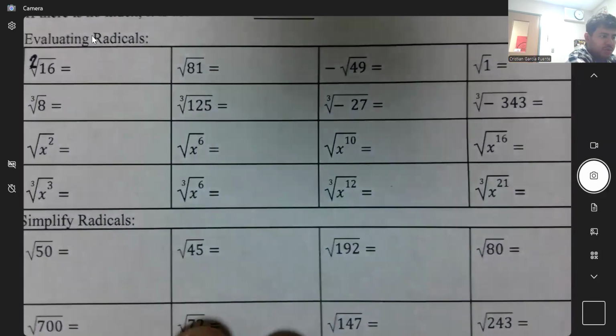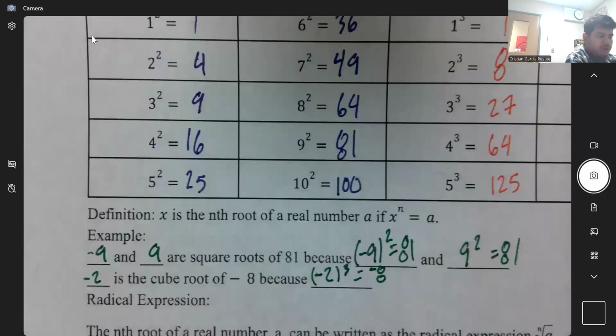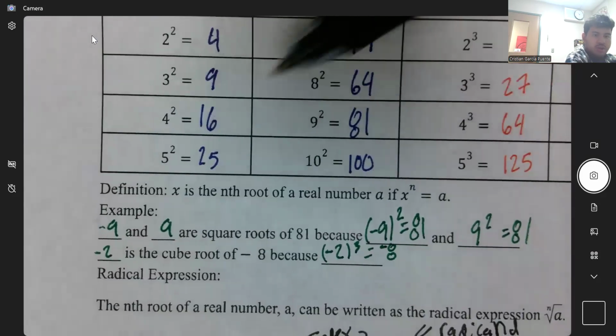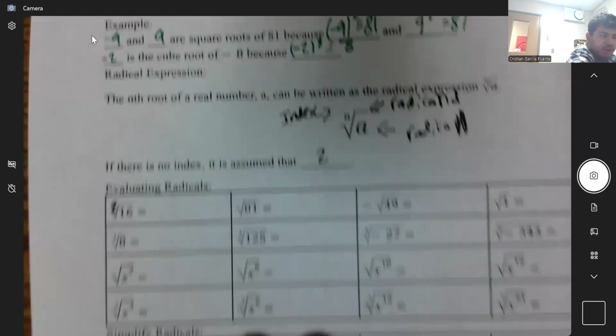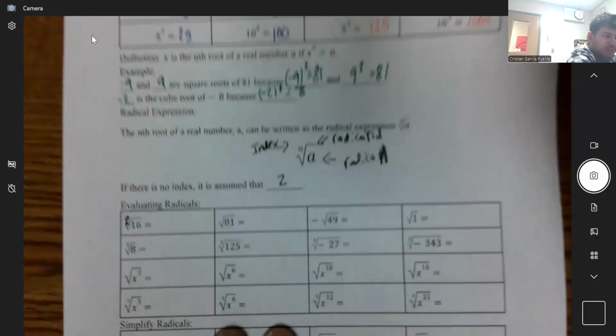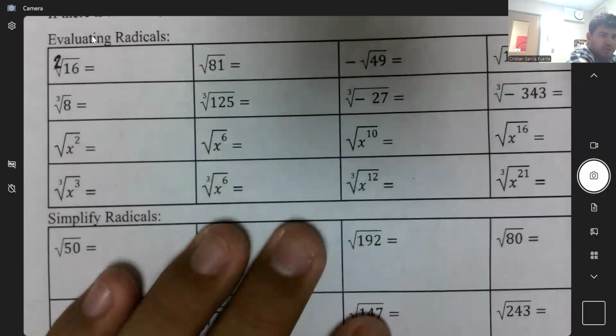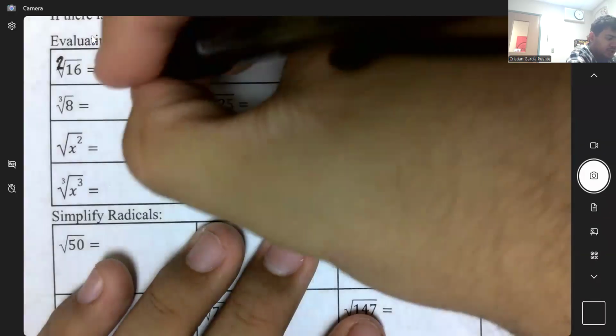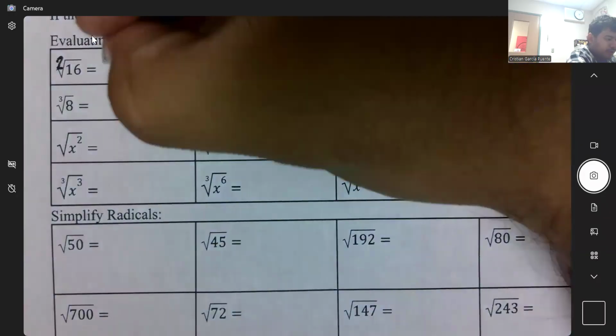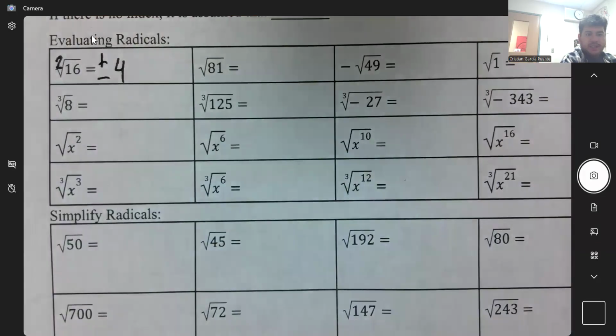If you scroll up, the 16 is only next to the 4. So the square root of 16 is obviously going to be 4. You could just say 4, but since we take the square root, it's going to be a plus or minus in the front. So that's the first way you could do it.